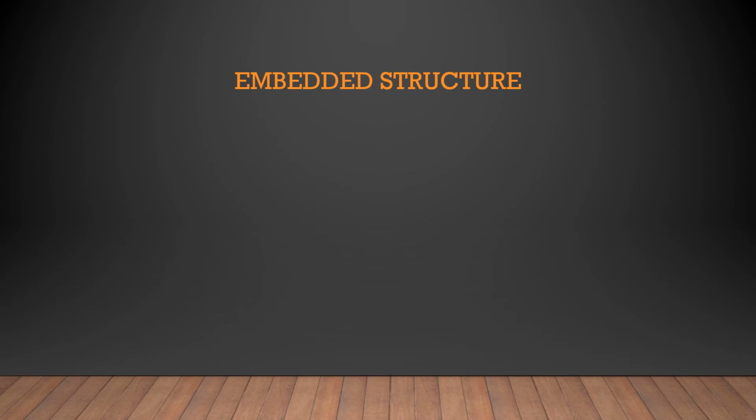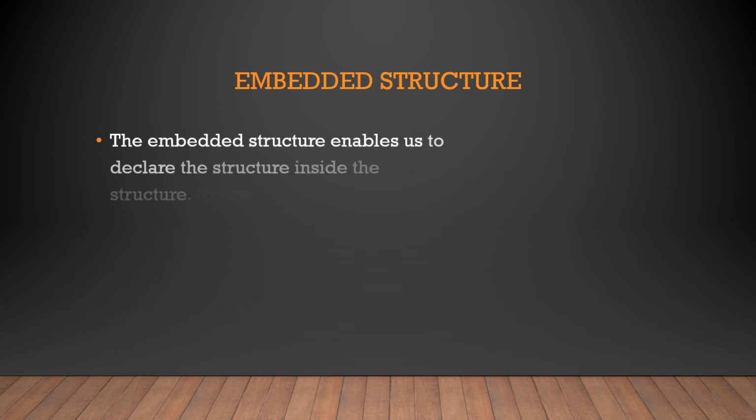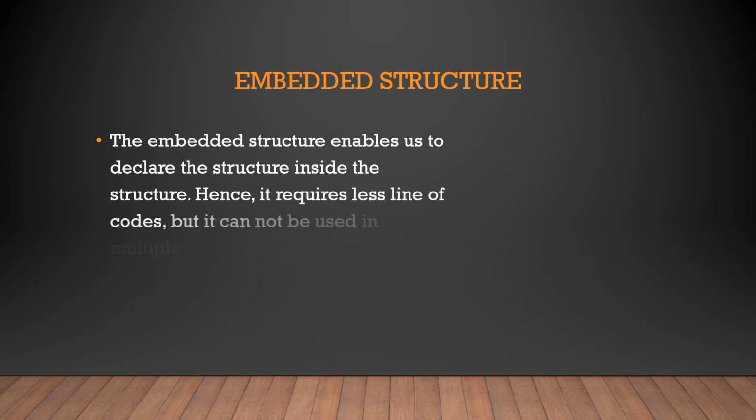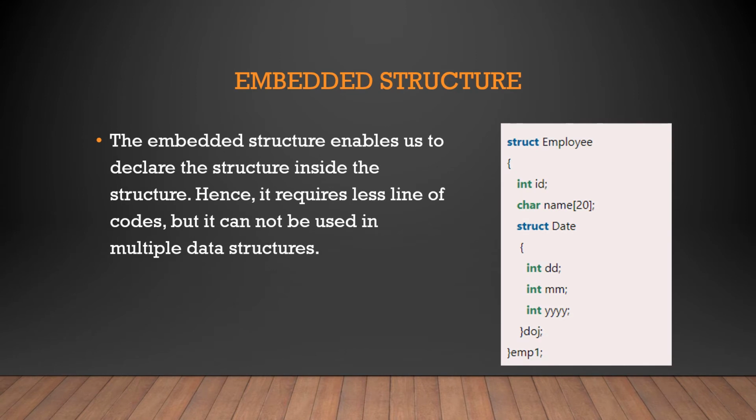Whereas in the case of an embedded structure, the embedded structure enables us to declare the structure inside the structure. Hence, it requires fewer lines of code, but it cannot be used in multiple data structures. For example, in the given code, struct employee and struct date are two structures where struct date is being embedded inside the struct employee.